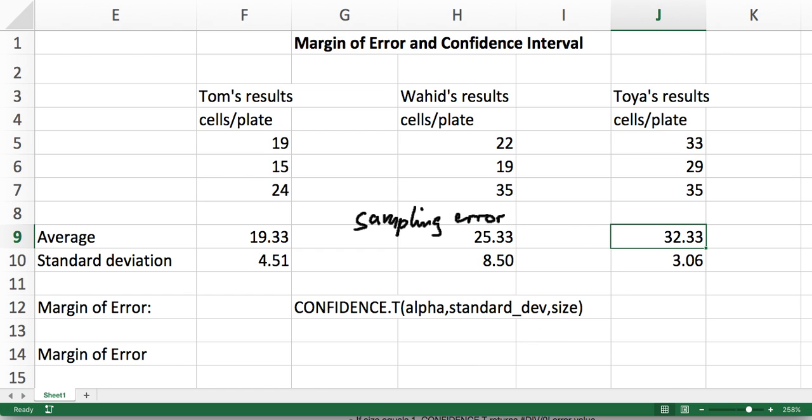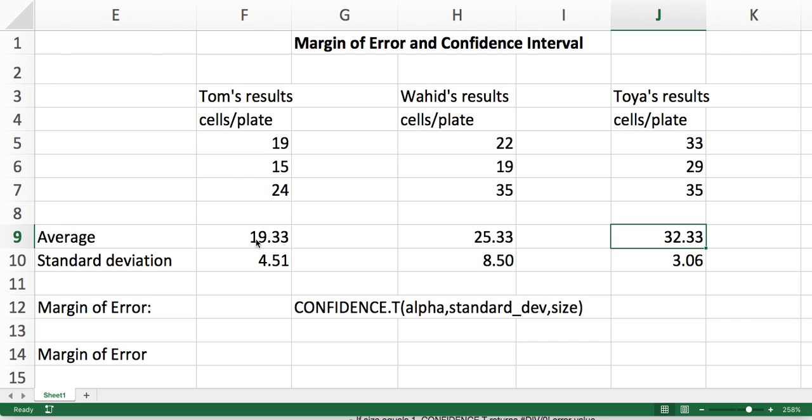Now, what we need to do is we need to say, right, we want to be fairly sure that our true mean for the cells per plate is somewhere around these numbers. We want to really know what is the true mean if we do this experiment infinite times, but we can't do it.